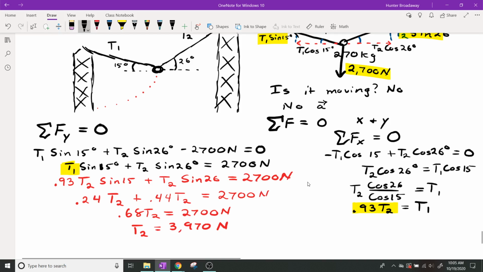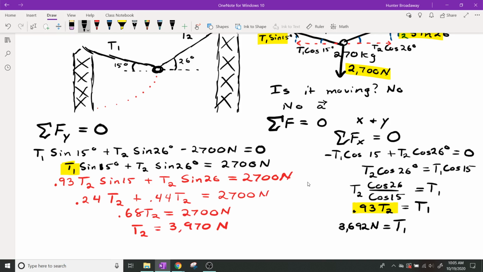So now that we know T2, we can multiply to find out what T1 is. What'd you get? This T1 value is 3692 newtons. So these are the two tensions in the cables. They're not the same. And let's do a sanity check here.